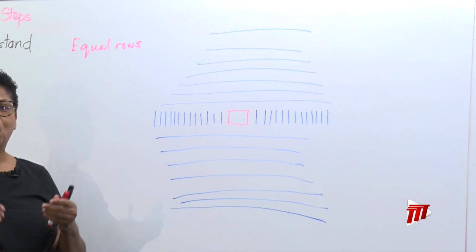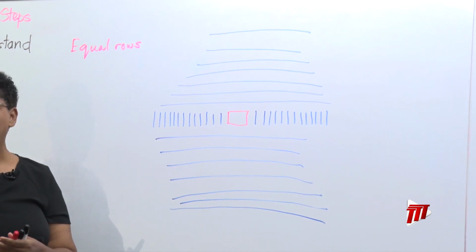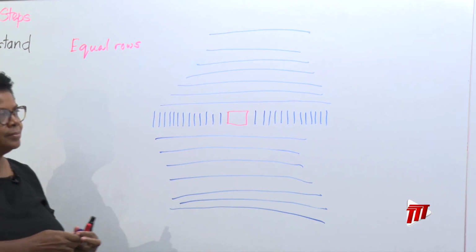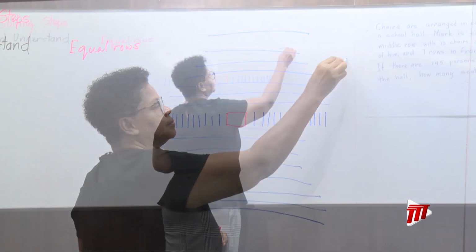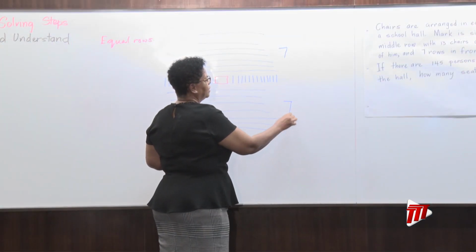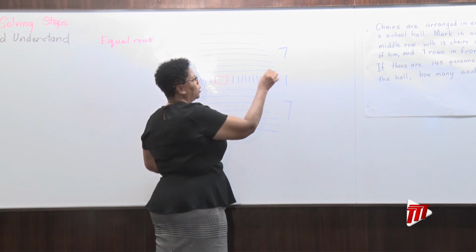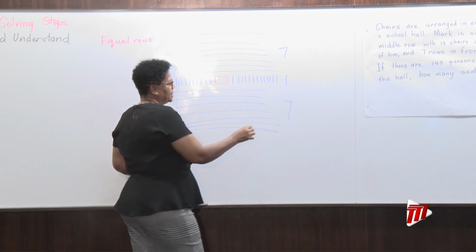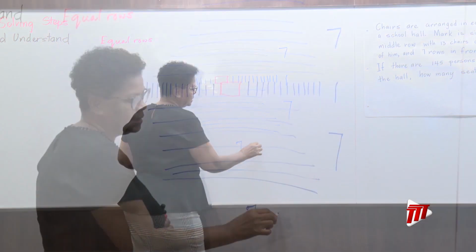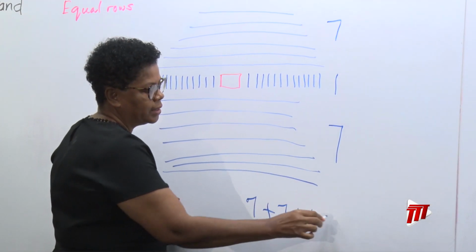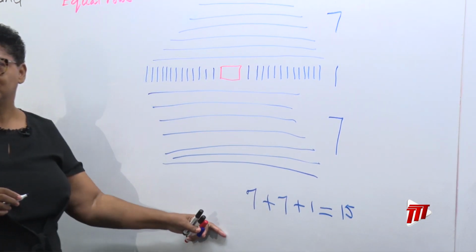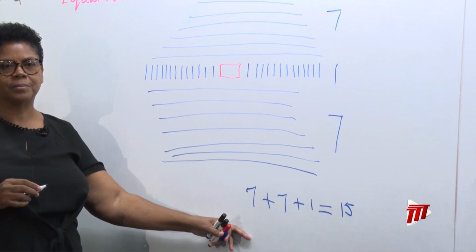So from this drawing, we can know how many rows there are and how many chairs in each row. So we have 7, so we'll put 7 here, and the 7 here, and then this one here is 1. So 7 add 7 add 1 is equal to 15. So there are 15 rows.